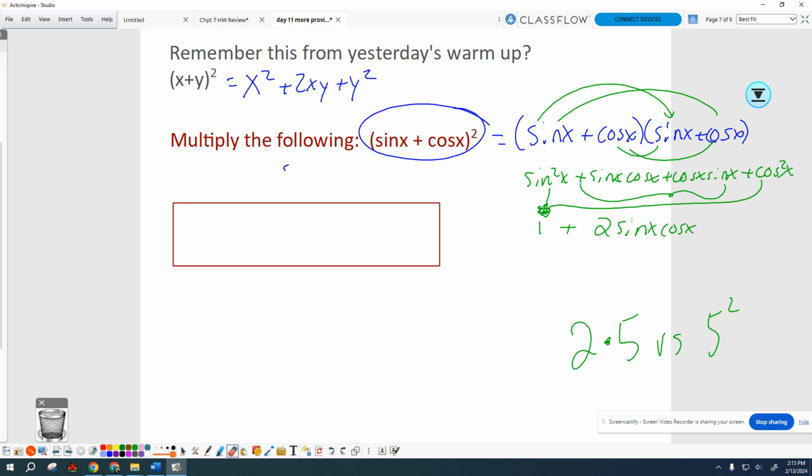But multiplying this out, sine x plus cosine x times sine x plus cosine x, gives sine squared plus 2 sine cosine plus cosine squared. But then, Clark, what's the cool thing about that? Sine squared plus cosine squared equals 1, so it becomes this little tiny thing. It's pretty dope.